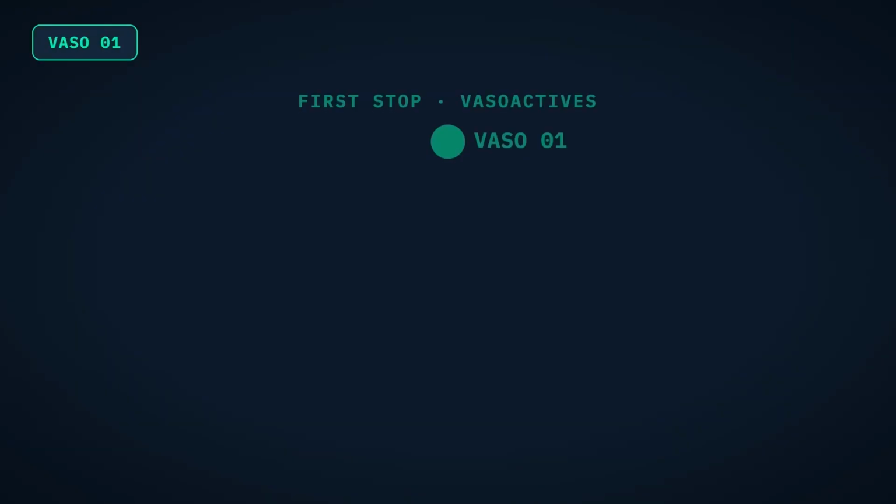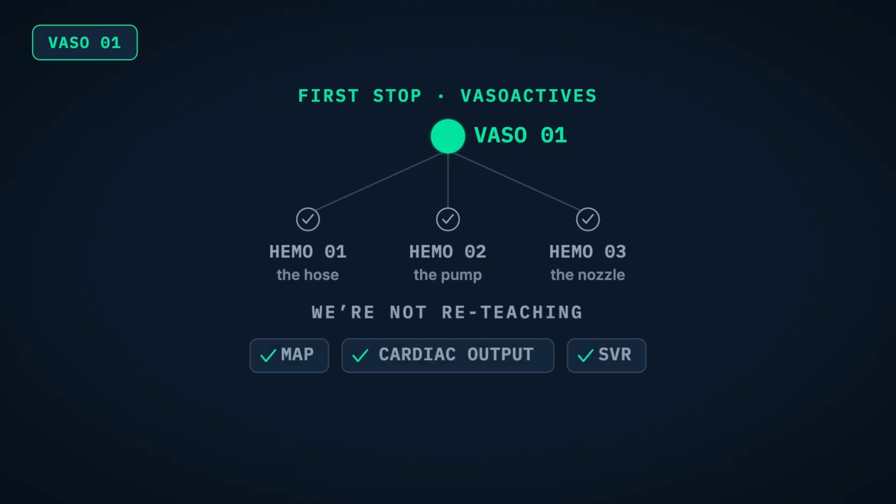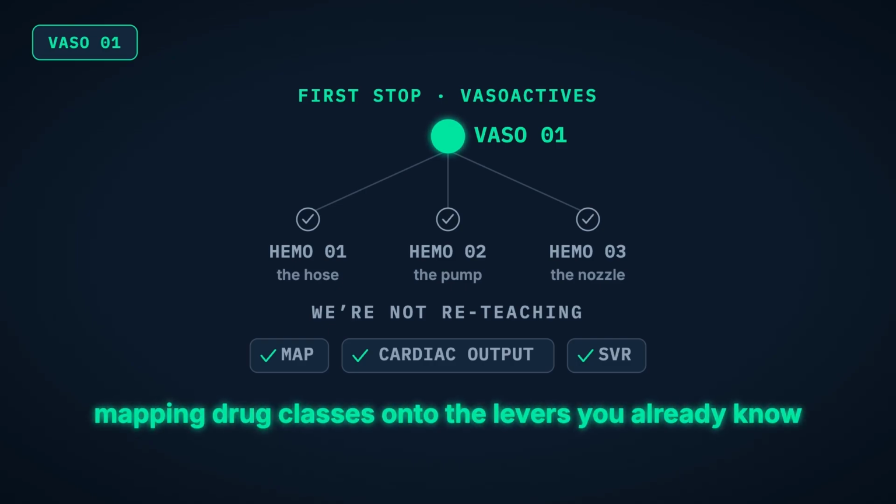This is Vaso 1, the first stop in the vasoactive series. It sits directly on top of HEMO 1 through 3. We're not reteaching MAP or cardiac output or SVR here. We're mapping drug classes onto the levers you already know.